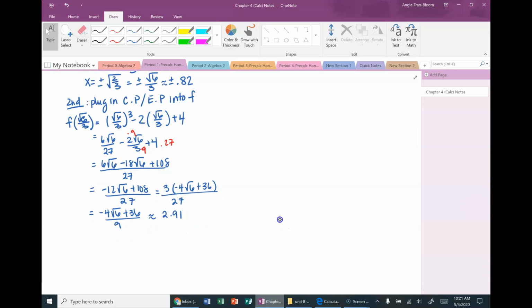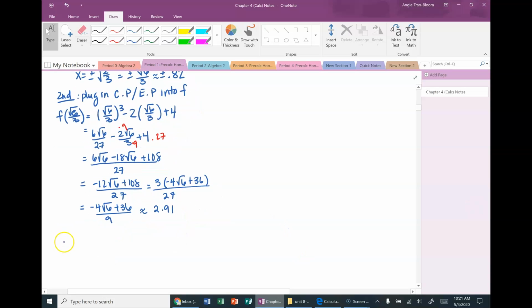We would do the same thing to the other critical point of f. Sorry, frozen on me. There you go. So f of negative rad 6 all over 3. I'm going to move it up so we can see.